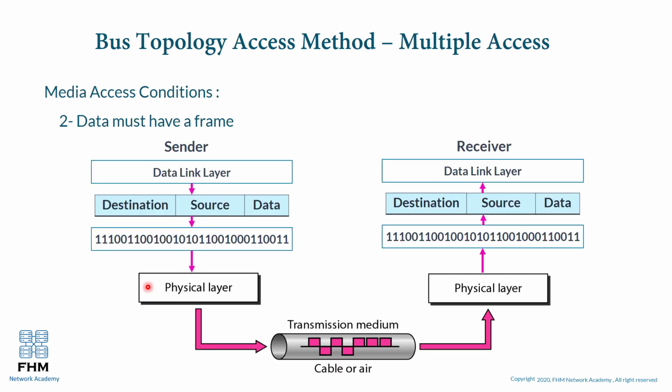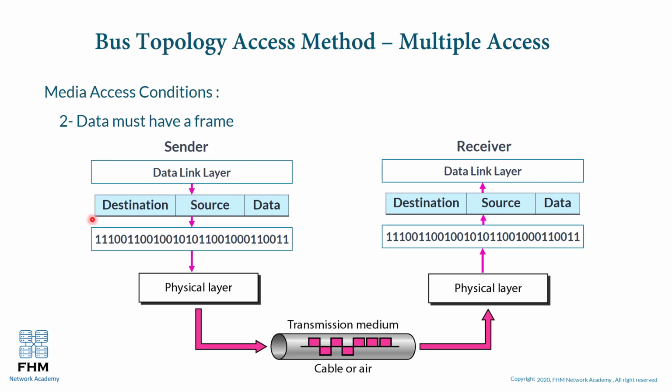The second condition to access the media in this topology, since bus topology is multiple access, is that data must have a frame. As you know, when data is going to be sent from sender to receiver, data comes from the data link layer, which is the second layer of the OSI reference model. And when data comes down from the data link layer, it should be packed into a frame, which should be labeled with the address of the source and destination.